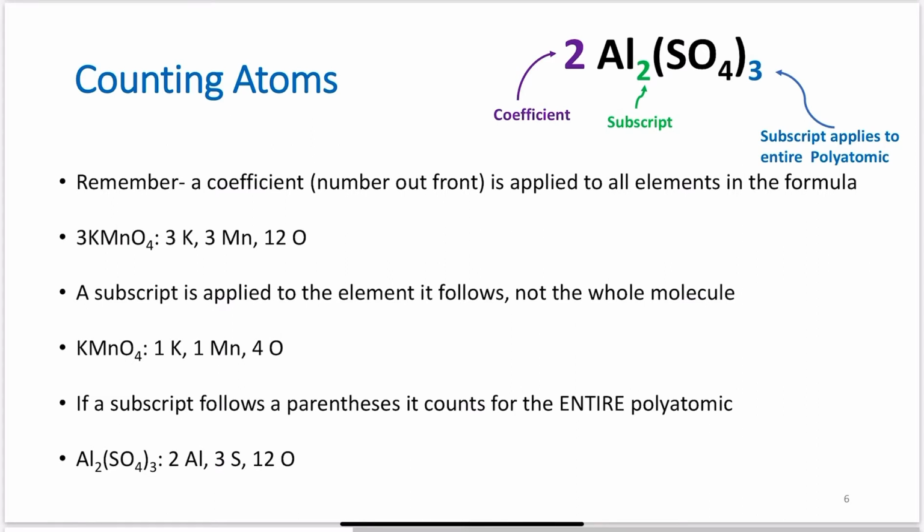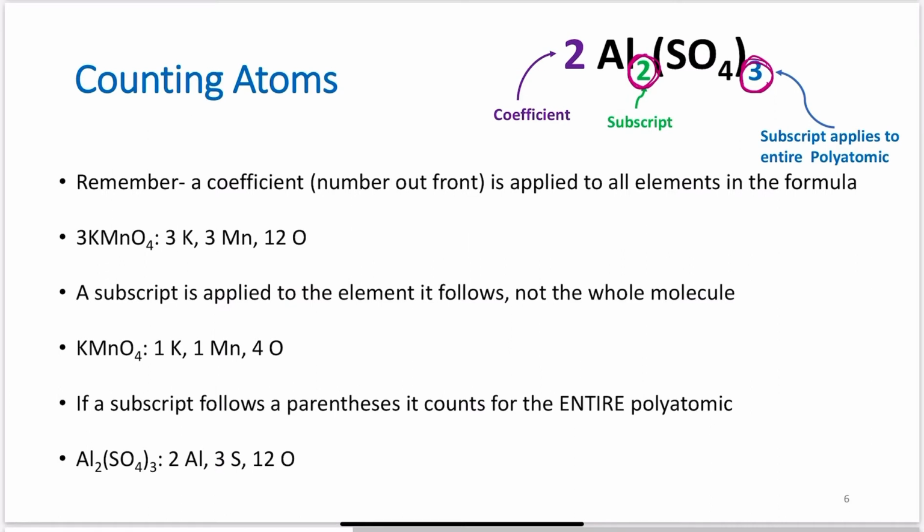But what I have here, you need to recognize coefficients and subscripts. The coefficient out front here, coefficients apply to the entire compound. So this means I have 2 aluminum sulfates, whether that be 2 compounds of aluminum sulfate, 2 moles of aluminum sulfate. I have 2 of this entire thing. Your subscripts apply to what precedes it. So here, where I've got the 2 following the aluminum, that means I have 2 aluminum ions. Where I've got the 3 following the parenthesis for the sulfate, that means I have 3 sulfates.